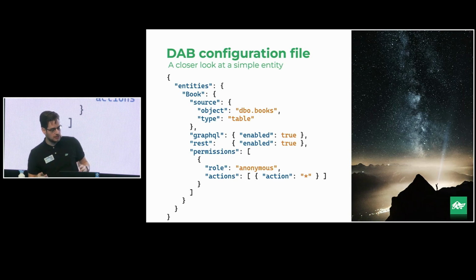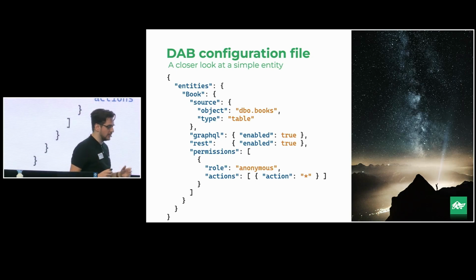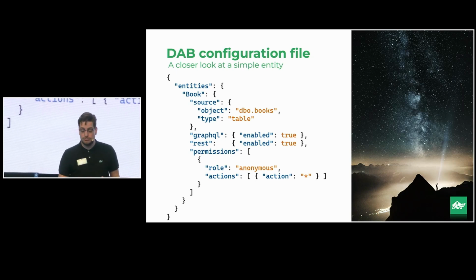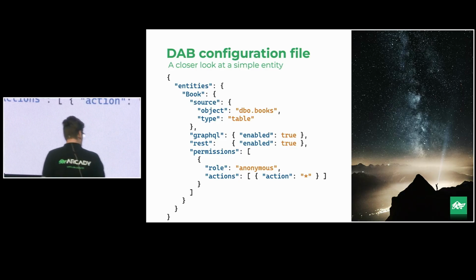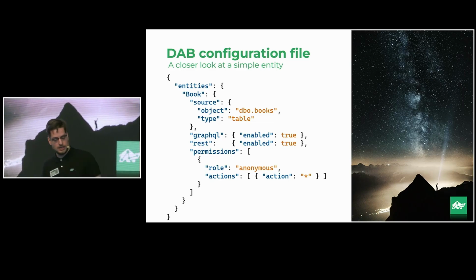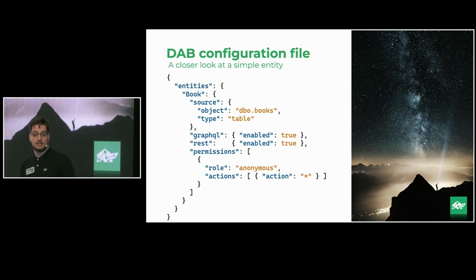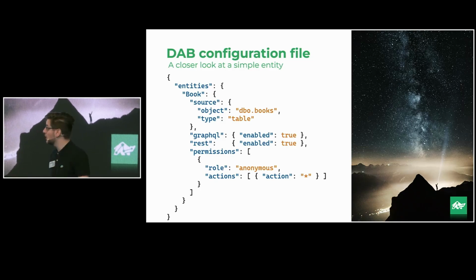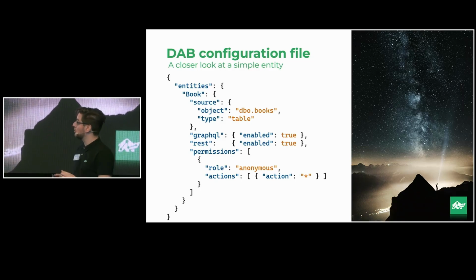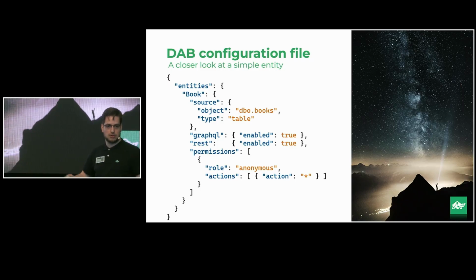OK, so let's take a closer look at a simple entity. This is basically the result of what we ran before, where we added the book entity, right? So we're going to create a new entity called book. The source is the object dbo.books. This is a table, because it also supports views and stored procedures. We enable GraphQL, we enable REST, and the permissions are anonymous star. Quite simple, but now you have your API for books.